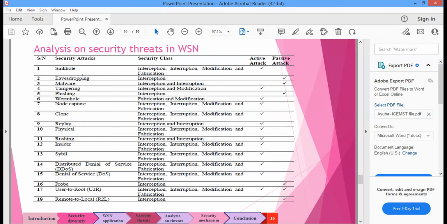That's why I classify it under an active attack. Next is eavesdropping, which is considered as interception to steal information from the network. So I consider it a passive attack. And likewise for all the attacks, these are the security attacks. These are also the security classes they employ in carrying out their threats on the network.